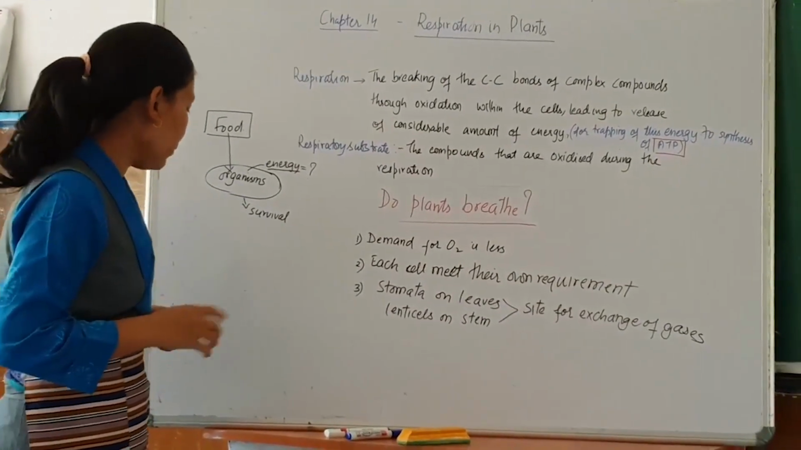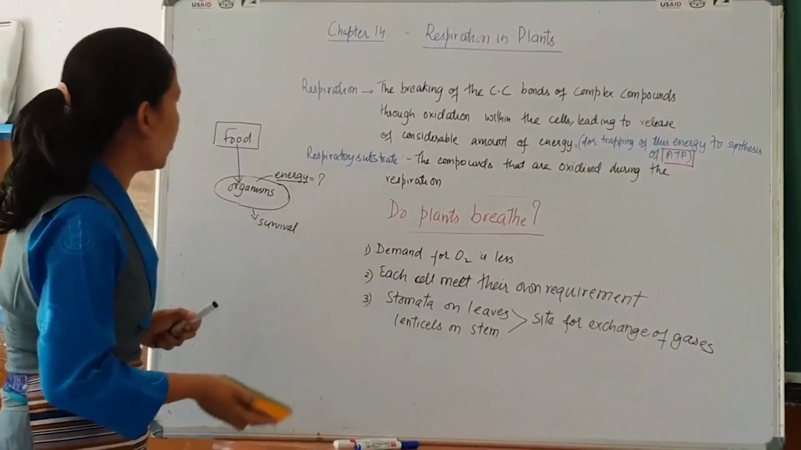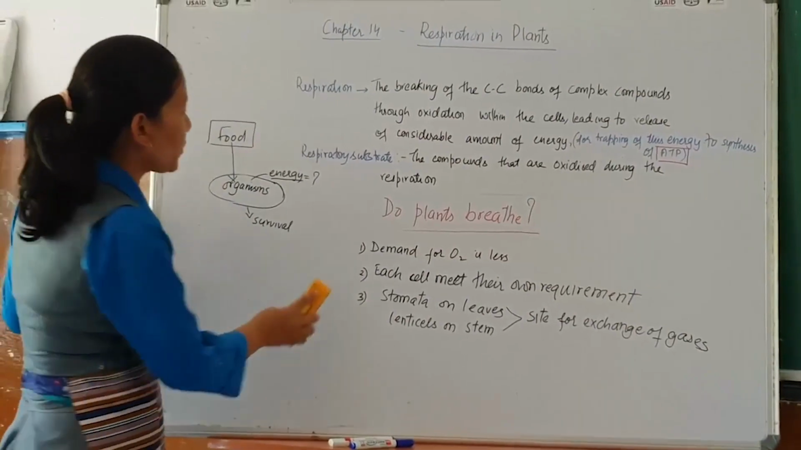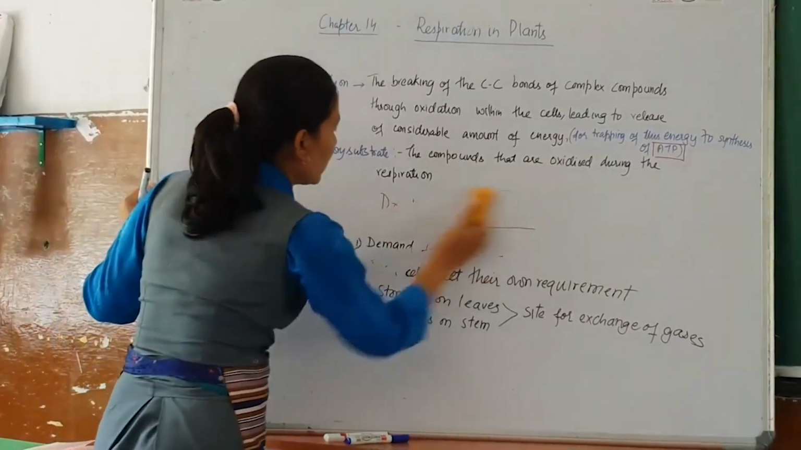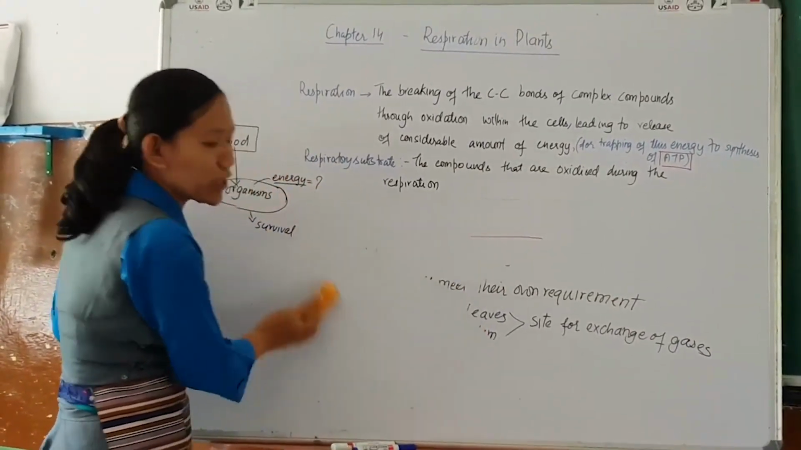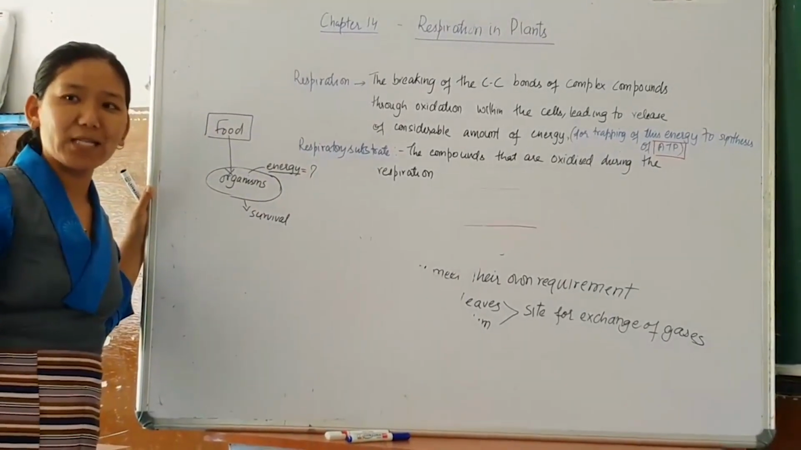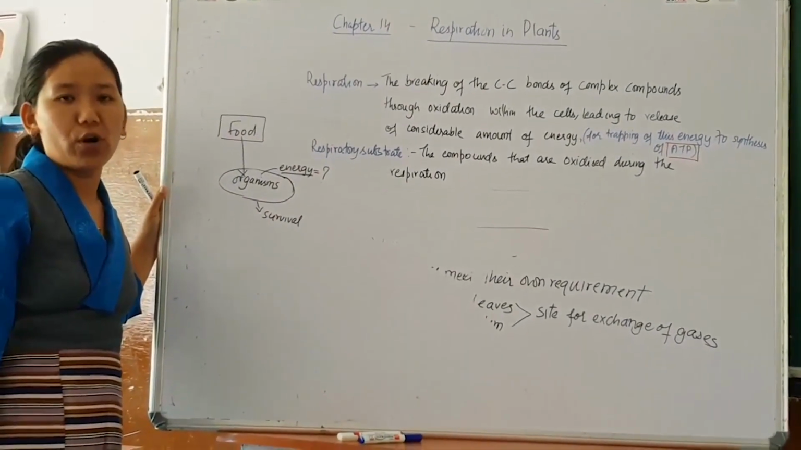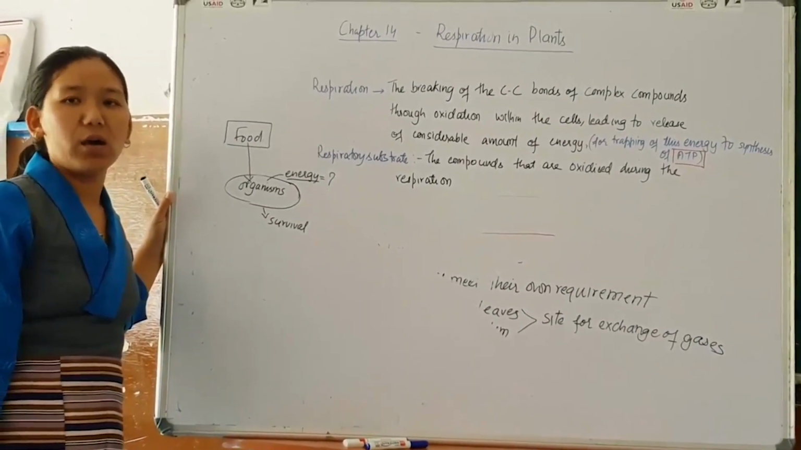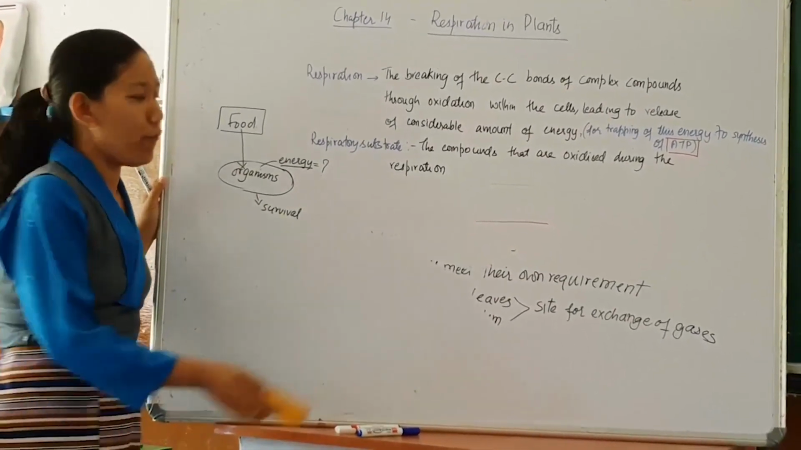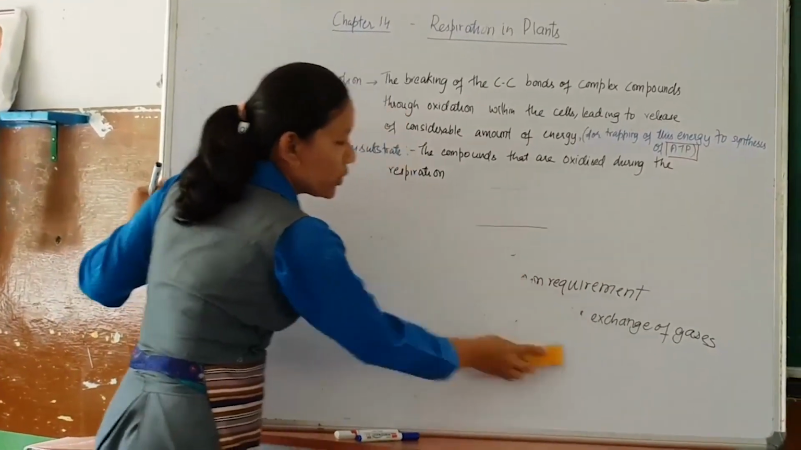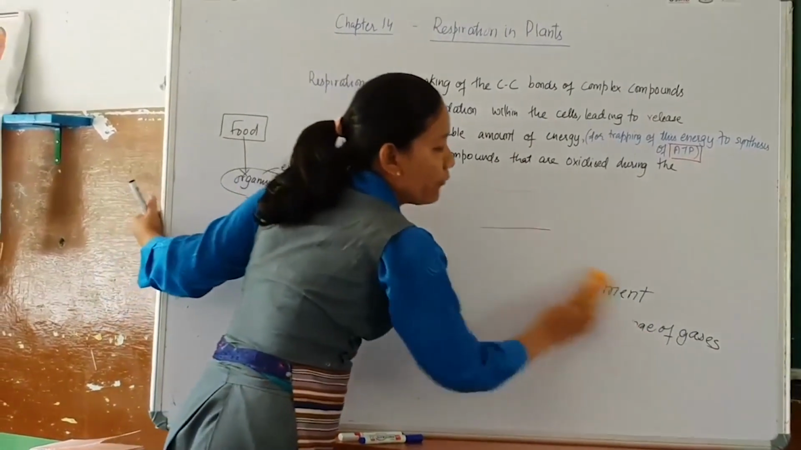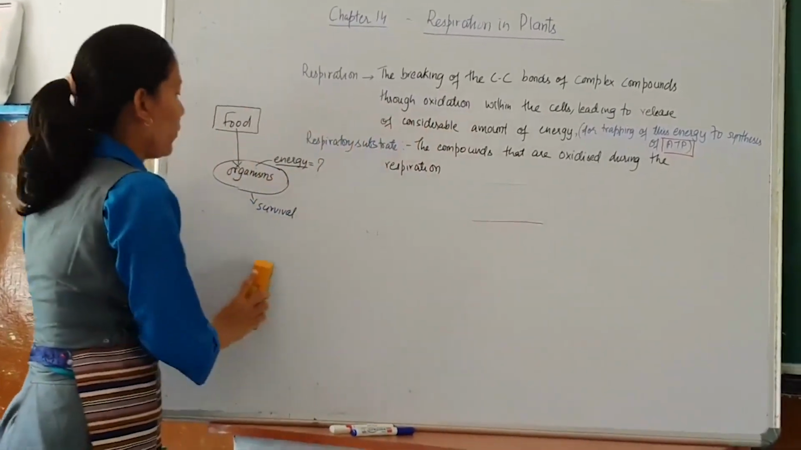Now next, we shall talk again about respiration in plants. This respiration can take place in the presence of oxygen or in the absence of oxygen. So depending upon the situation, we have two types of respiration.